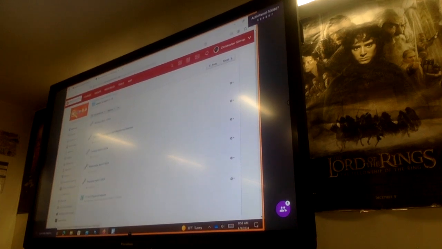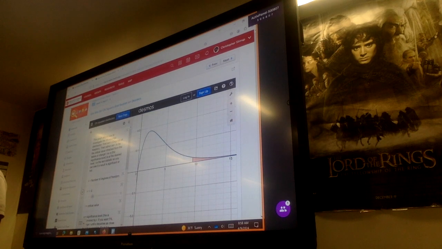Okay, chi-square distribution. First thing we're going to do is set up the degrees of freedom, which in this case will be 8. Okay? So you have to use what I've done on Desmos for it.